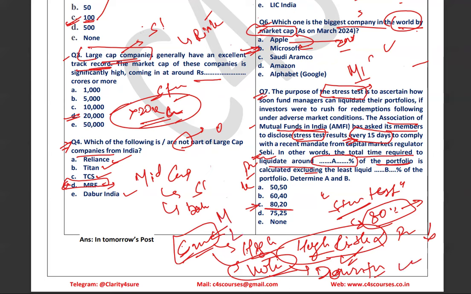Some examples of small cap companies are Bajaj Electricals, or we can say India Bulls Housing Finance.